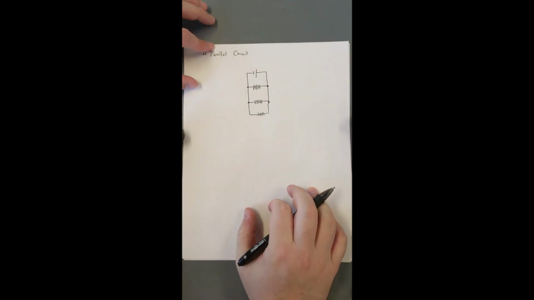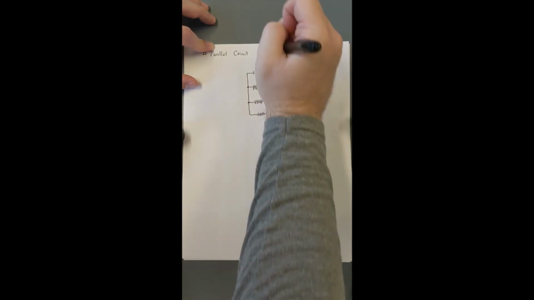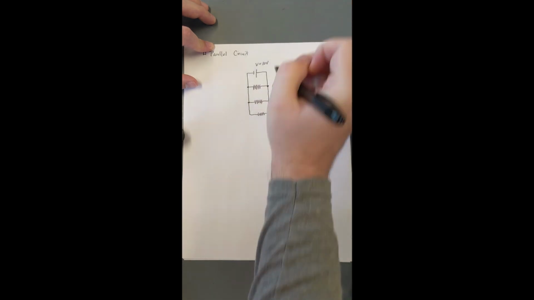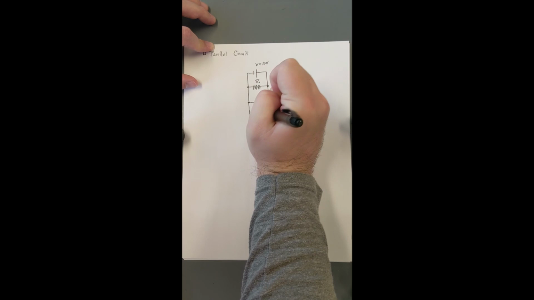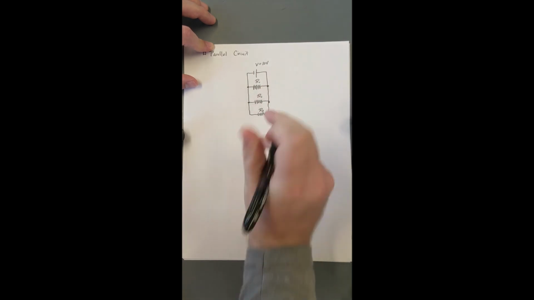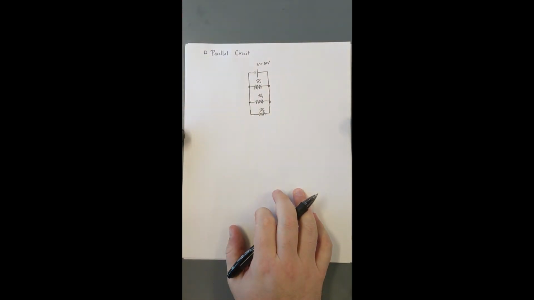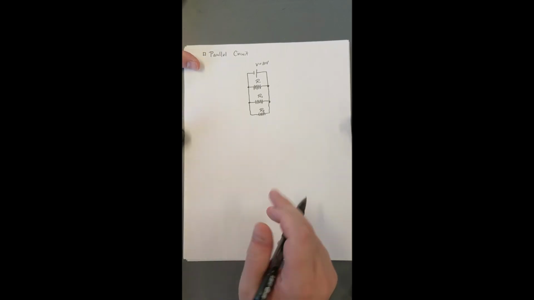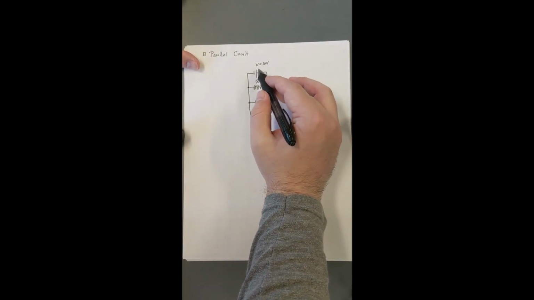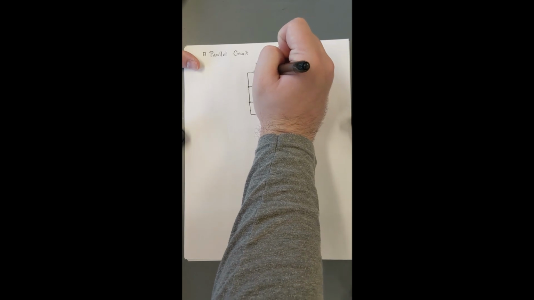All right, this will be our power supply, again supplying 10 volts. And we'll have resistor 1, resistor 2, and resistor 3 hooked up in this fashion for our setup. So in this setup, we'll actually have 3 different loops.